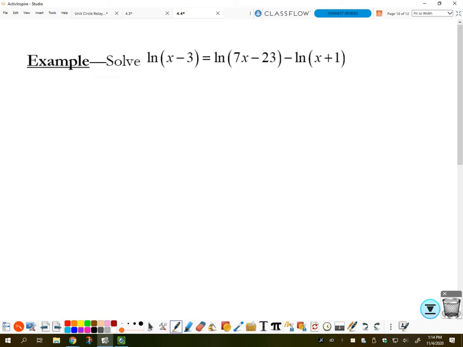Alright, so you still may have to do some condensing, but you have to only have one log on each side. So this side only has one log, so bring him down. Over here we have two logs. They are being subtracted, so when we condense, we do that with division. Alright, so now if I'm taking ln of this and it equals ln of that, then those two things have to be the same.